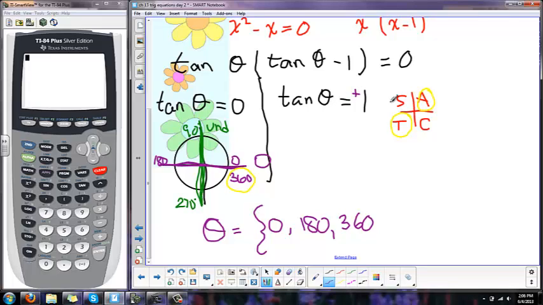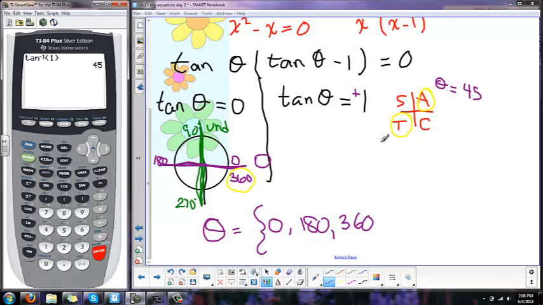So positive 1 is actually on the magic table. If you have that out in front of you, you can see that tangent theta is equal to positive 1 when theta is 45 degrees. You could also use your calculator to figure that out. Second tangent, positive 1, hit enter.